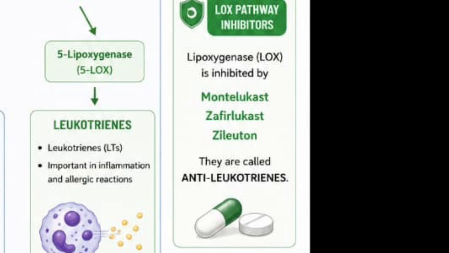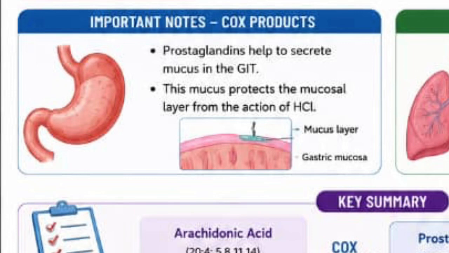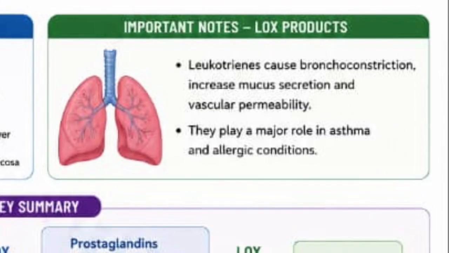So using NSAIDs, I inhibit COX. Using leukotriene inhibitors, I inhibit what? LOX. So an important note here is that COX secretes what? Prostaglandin, and prostaglandin helps to secrete mucus in the GIT. The mucus helps to protect the GIT from what? HCl. And the LOX helps to increase inflammation and allergic reaction.